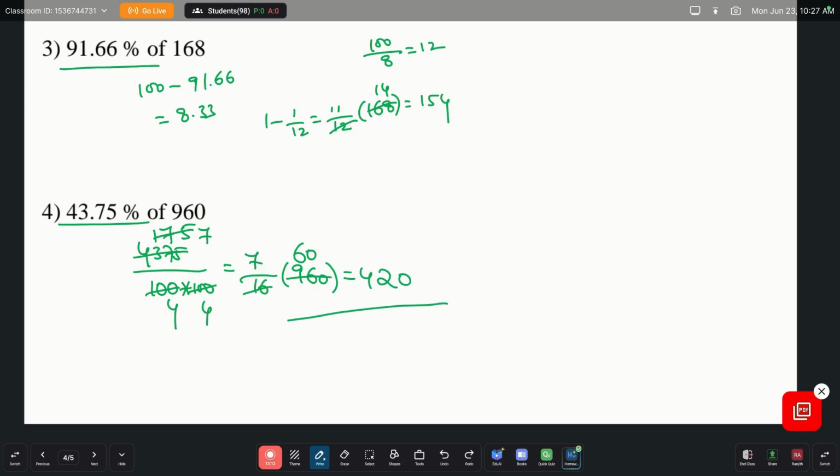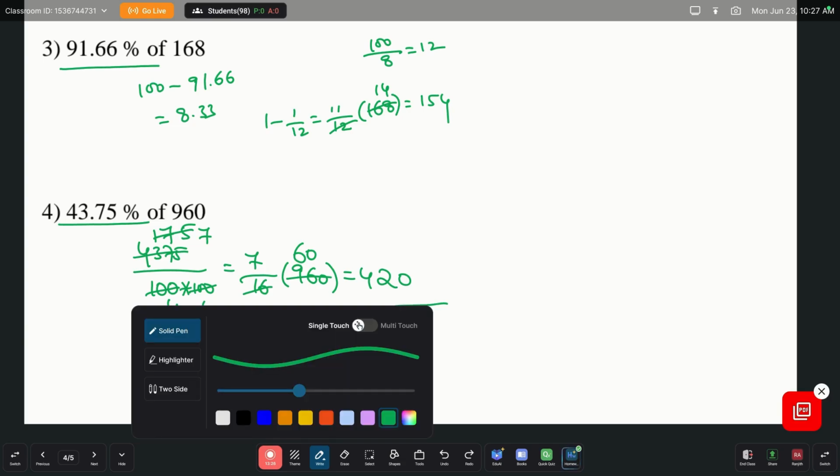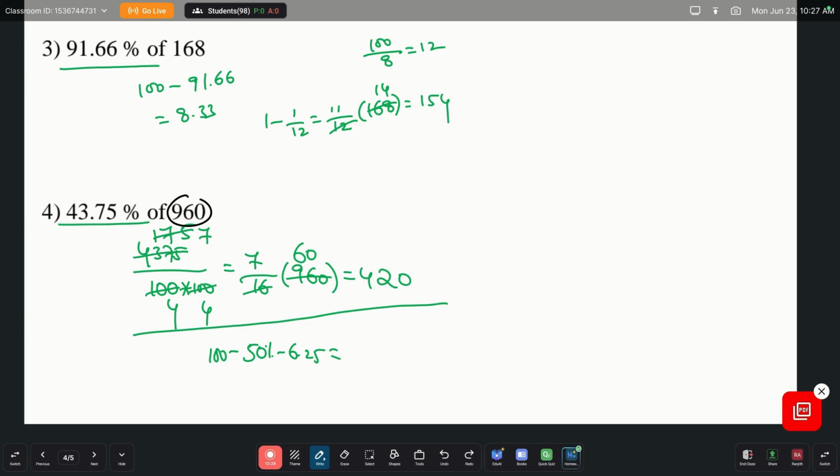Or else, what is the other method? If you are unable to find out 7 by 16, we can write 100 minus 50 minus 6.25. What is the 100 value? 100 percentage equal to 960. What is the 50% of 960? 50 percentage will be equal to half. What is the half of 960? 480. So again 6.25.